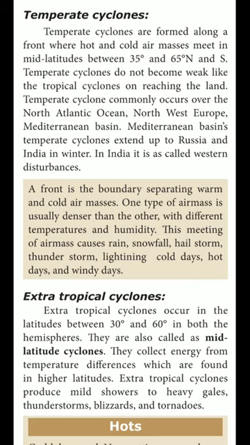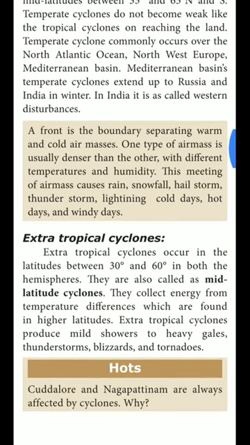Next one is the extratropical cyclone. What do you mean by this extratropical cyclone? Where does it occur? It occurs in the latitude between 30 degree and 60 degree in both hemispheres. They are also called mid-latitude cyclones. They collect energy from temperature differences which are found in higher latitudes. Extratropical cyclones produce mild showers to heavy gales, thunderstorms, blizzards and tornadoes.